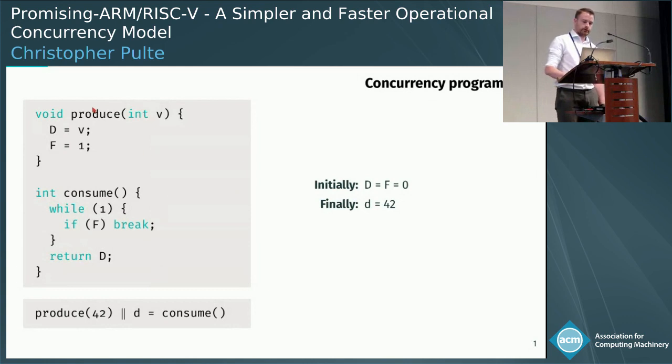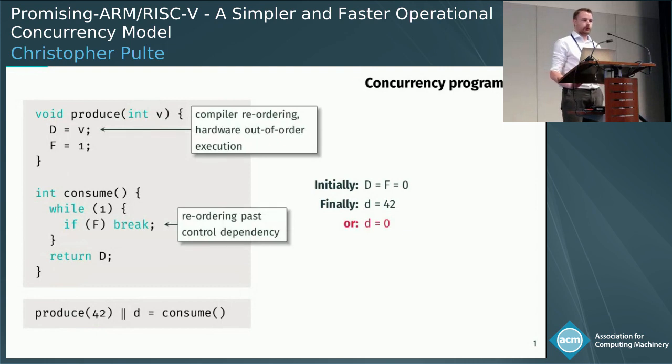The producer thread does some computation and writes the result to the shared location D, and then sets the flag F to let other threads know the data is now available. The consumer thread is running in parallel in this loop, waiting for the flag to be set. Once it sees the flag set to 1, it breaks out of the loop and reads D and returns the value. Here we made the producer thread always write 42 to D, and so we'd expect the consumer thread to also always return D equals 42.